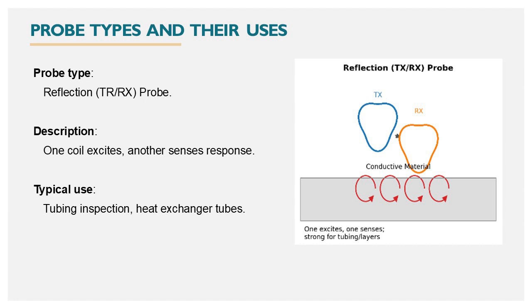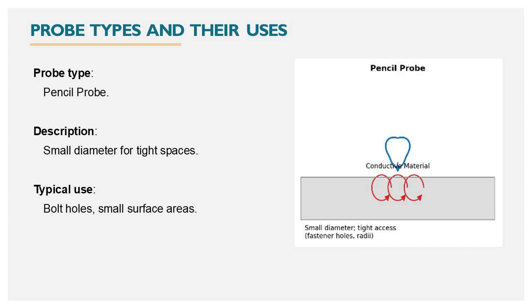Probe type number 3 is reflection probe. It is one coil that excites, another that senses the response. Typically used for tubing inspection, heat exchanger tubes. Probe type number 4 is pencil probe. It is a small diameter probe for tight spaces. Typically used for bolt holes, small surface areas.